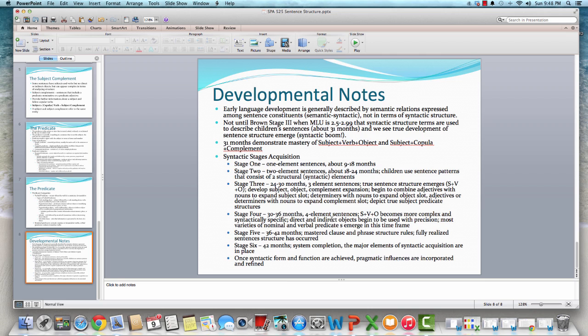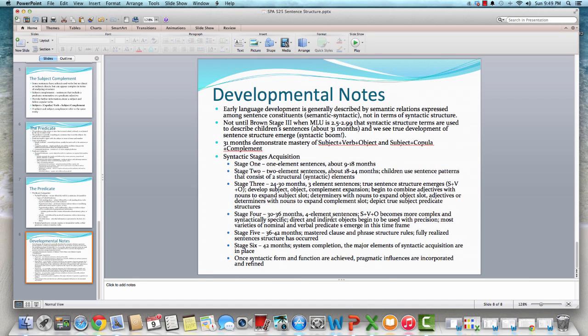And we see true development of sentence structure emerge. And the syntactic boom is really fun because they just start talking tremendously. At 31 months, they demonstrate mastery of subject, verb, object, and subject, copula, complement structures. But in addition to Brown stages, I believe it was Crystal et al. in 1974 who developed a 7-stage process that can characterize children's acquisition of syntax, with the 6th stage representing completion of the syntactic system.